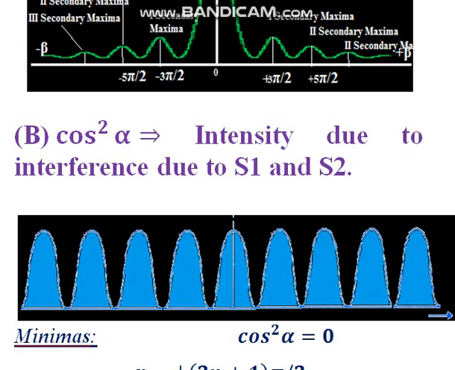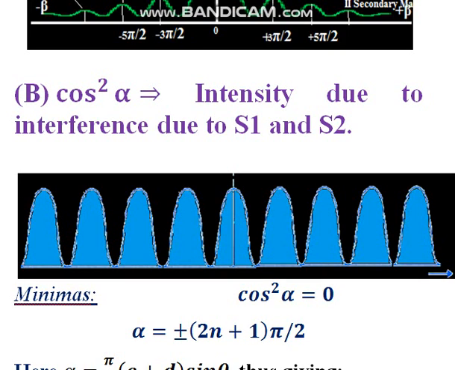Now let's come to the second part of the intensity term, which is the cos square alpha term. This is the term of the interference intensity. Basically this is the cos square alpha graph. You know well the cos square alpha graph. I tried to plot it. It is the I versus alpha graph, with all the negative values turned positive because of the square, and there is also a plus pi by 2 phase shift with the sine alpha graph. So this graph is like that.